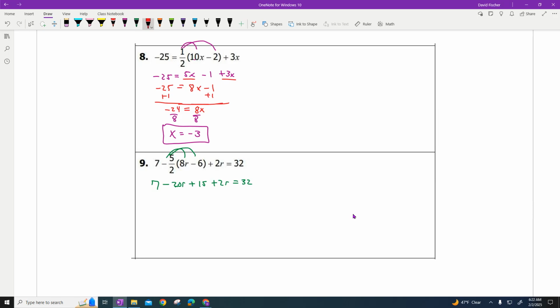Alright. Now, I got like terms and like terms. I got r's. I like to work with my r's first, or whatever the variable term is. I got a minus 20 and a plus 2. I got more negatives than positives, so I got minus 18 r's. And now I'm going to go look at my units. I got a 15 and a 7. Both of them are positives, so that's going to give me 22. Bring down my equal sign, bring down my 32. Let's subtract 22 from both sides. Now I got minus 18 r's equals 32 take away 22.